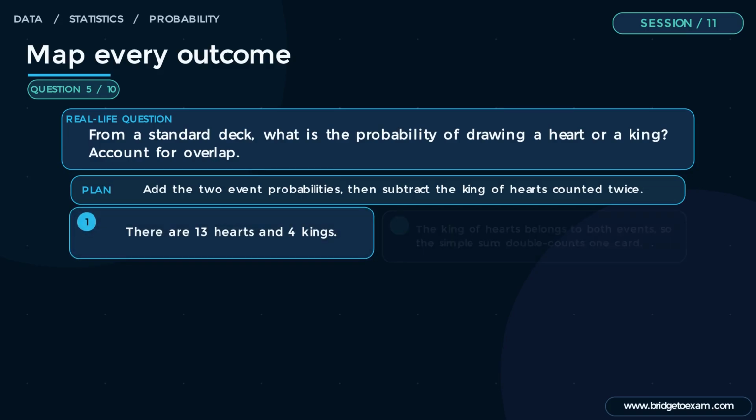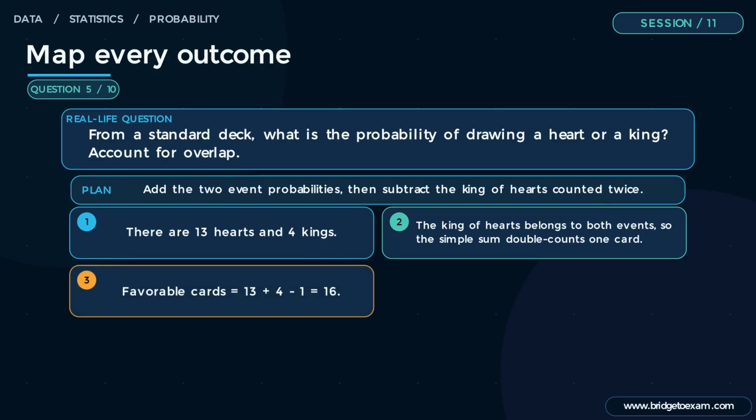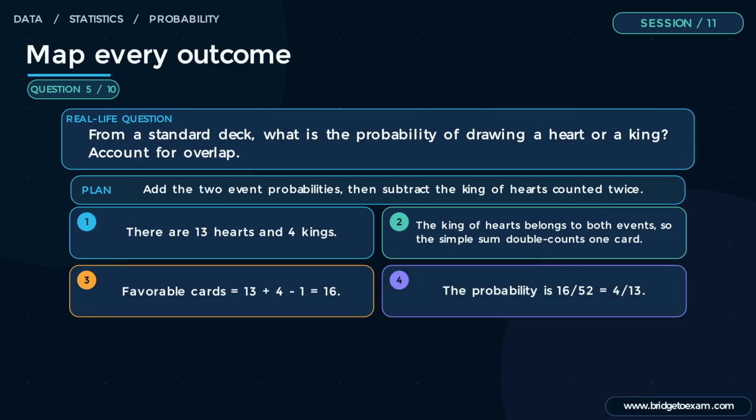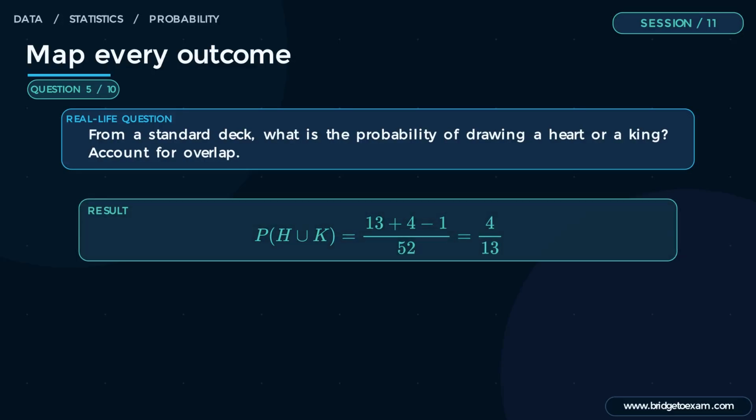Step 2. The king of hearts belongs to both events, so the simple sum double counts 1 card. Step 3. Favorable cards equals 13 plus 4 minus 1 equals 16. Step 4. The probability is 16/52 equals 4/13. Quick check. Listing the union should contain the 13 hearts plus the 3 non-heart kings, totaling 16.